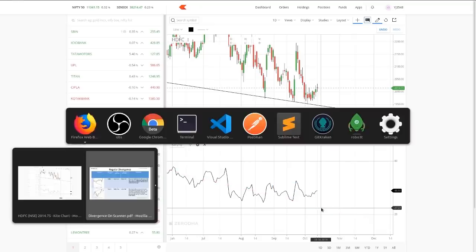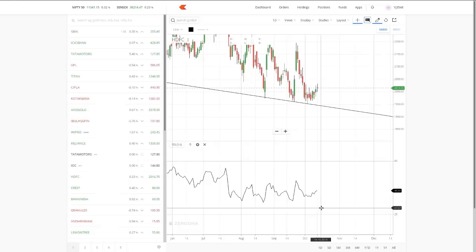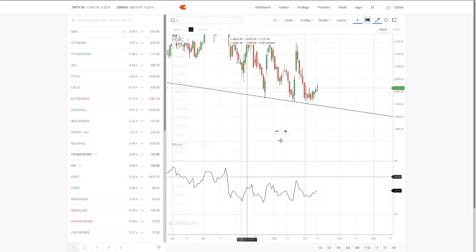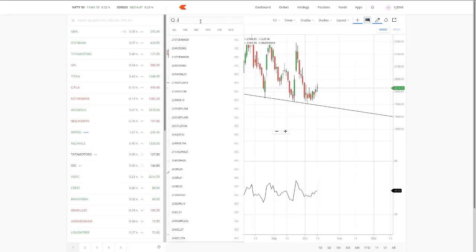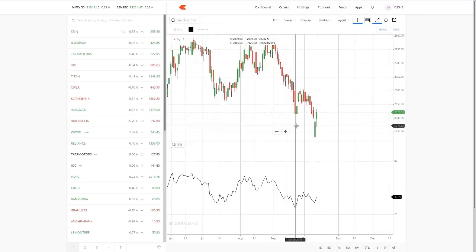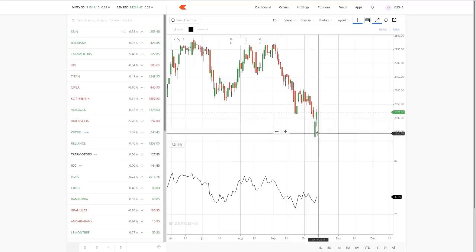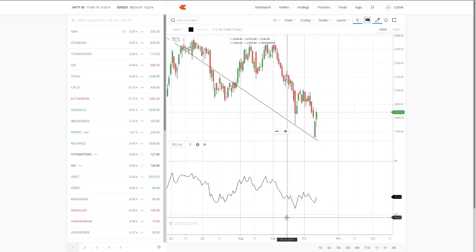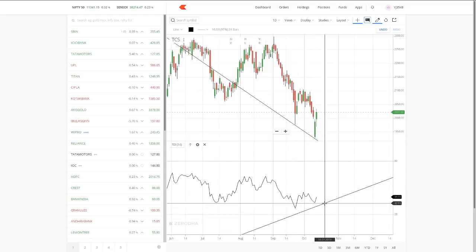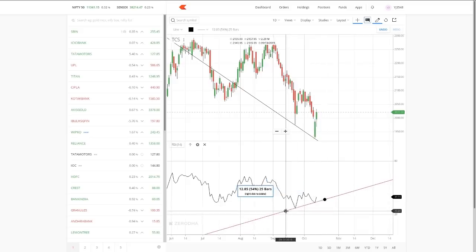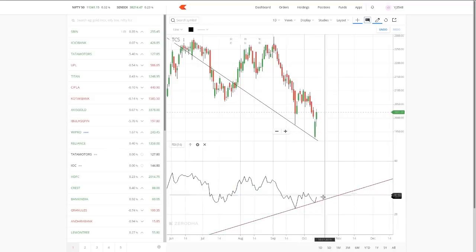Okay, let's quickly look at another stock which was identified. Let's say TCS. Let me just quickly plot TCS. So TCS, in the last 10 days, if you connect the lower lows, it's like this. Whereas if you connect the lower lows of the indicator, let me just move this line up and rotate it slightly, it is forming a higher low.